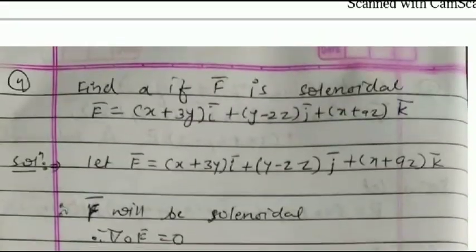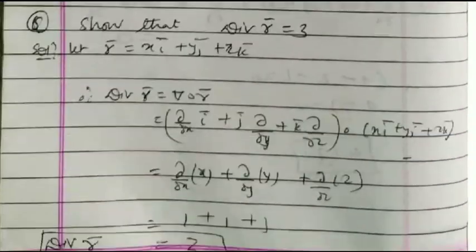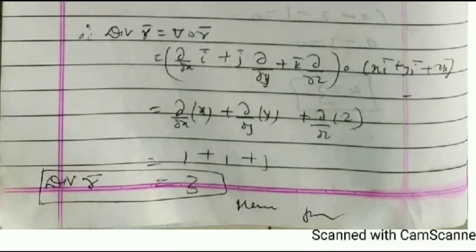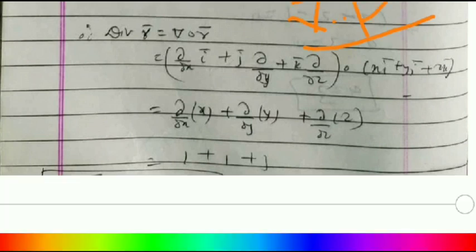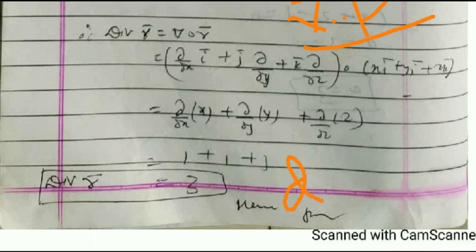Here you have to remember one thing. The formula of divergence of f bar is del dot f bar, and if you are given that the vector point function is solenoidal, that means the divergence of this vector point function is 0. That means del dot f bar equals 0 simply.